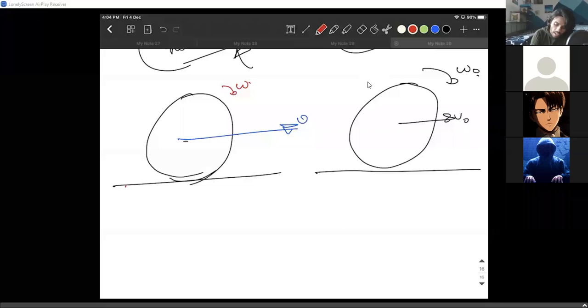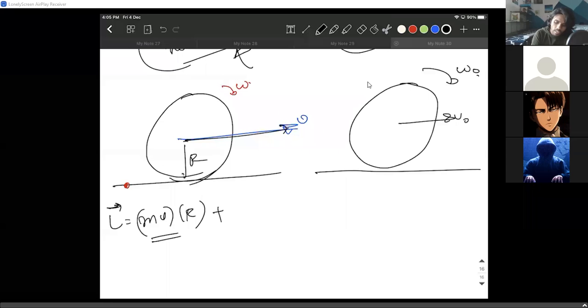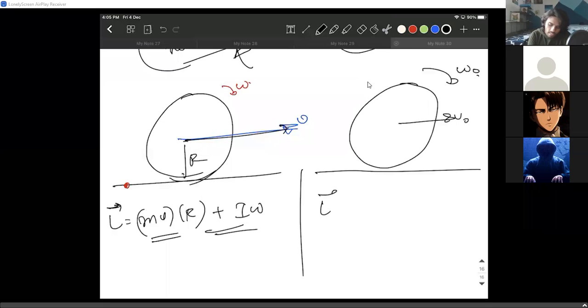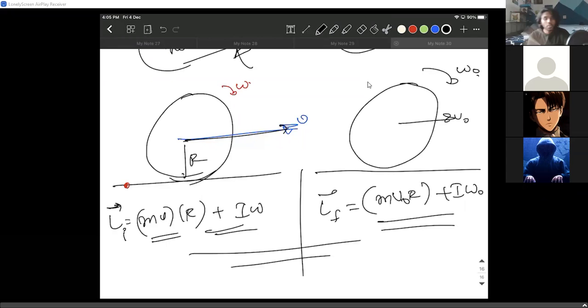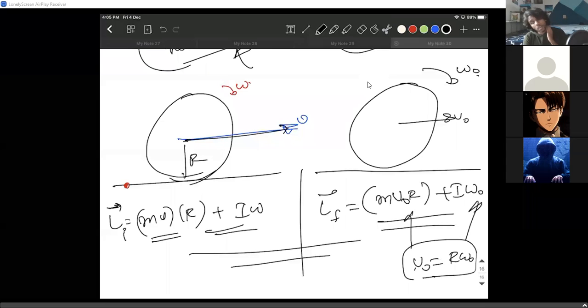So I'm choosing some random point. Can somebody tell me the angular momentums? If you remember, L equals mv into r, the linear momentum into the perpendicular distance, plus I omega. The final angular momentum is the same thing. This is Li, this is Lf: m v naught into r plus I omega naught. You can equate these two values and you will find v naught. One more equation: v naught equals R omega naught. We can happily find the final linear and angular velocities. It is as simple as that.